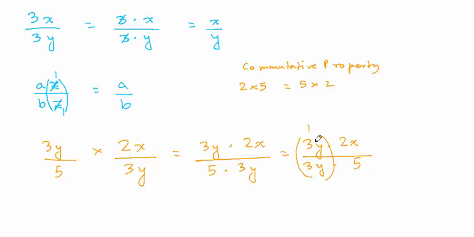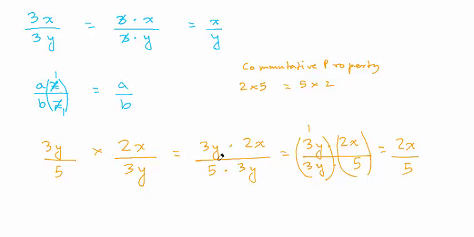3y over 3y, anything over the same thing is 1, provided that number is not 0. So 3y cannot be 0, which means y cannot be 0, and that's pretty obvious. Otherwise this whole thing wouldn't make any sense if you have a 0 on the denominator. So if we assume that y is not 0 and therefore 3y is not 0, this becomes one whole, and therefore the answer is just 2x over 5.